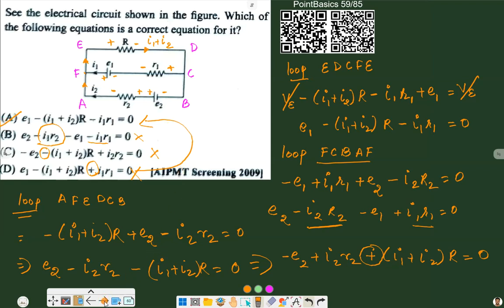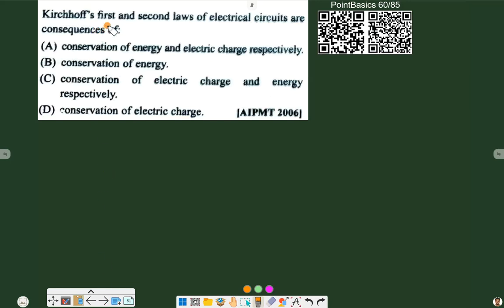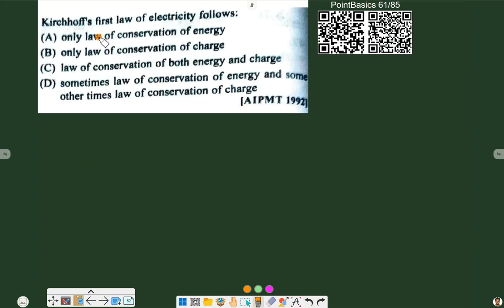Moving to the next one. Kirchhoff's first and second laws of electrical circuits are consequences of energy and what we say, electric charge. The first law is conservation of charge and the second law is conservation of energy. So here, option C: conservation of charge and conservation of energy respectively. Moving to the next one. First law is conservation of charge. So we have option B.